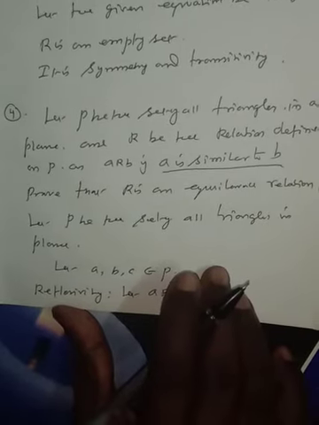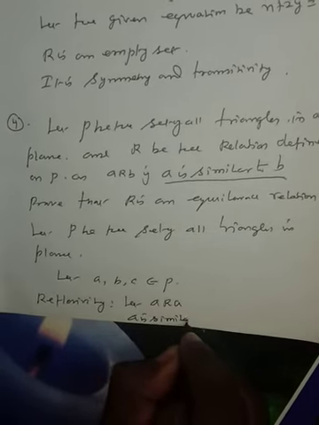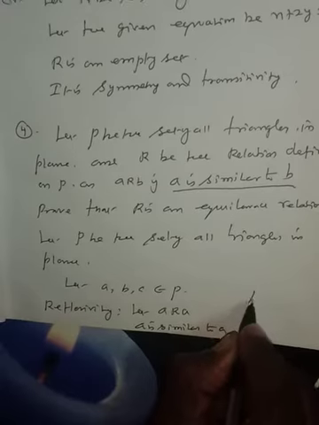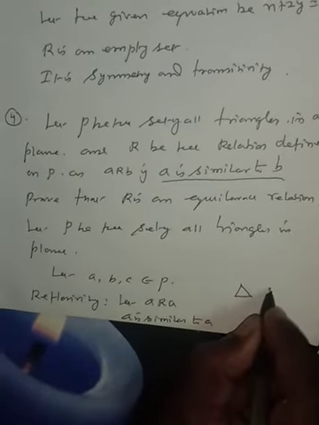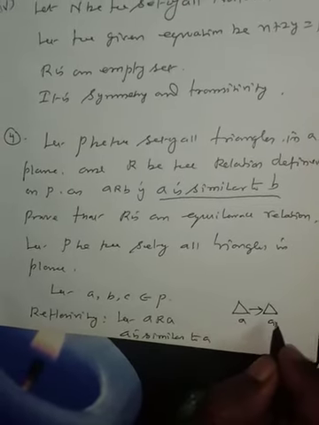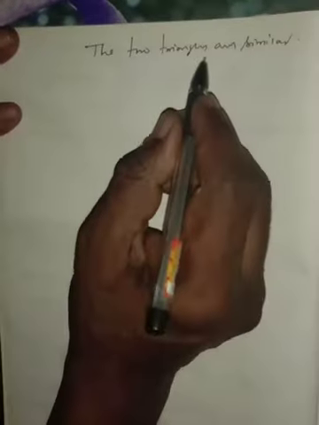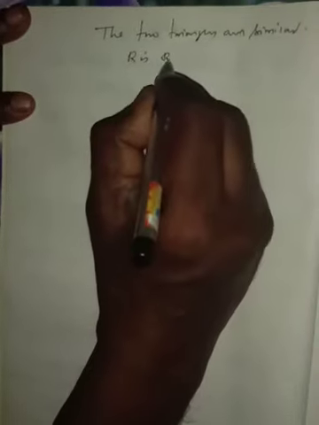A is similar to A. Take two triangles. First A, the same triangle A to A. These two triangles are similar, therefore the relation is reflexive.